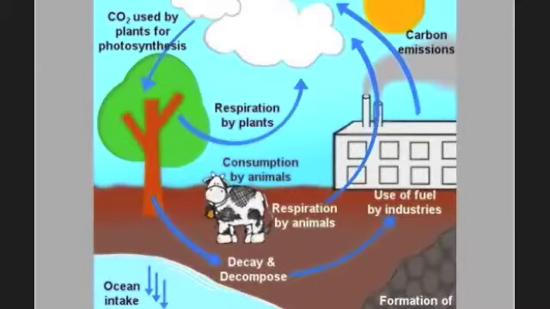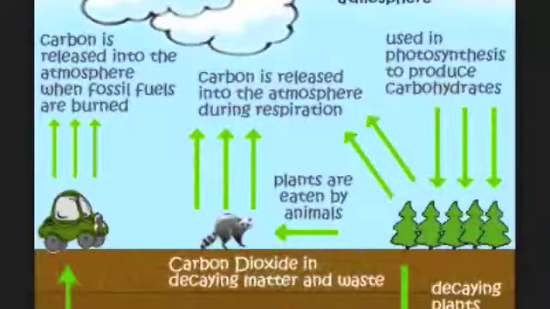The movement of carbon from living things to the atmosphere. When plants and animals respire, glucose stored in the plants and animals is broken down to release CO2, water, and energy. Through this process, CO2 is released back into the atmosphere.